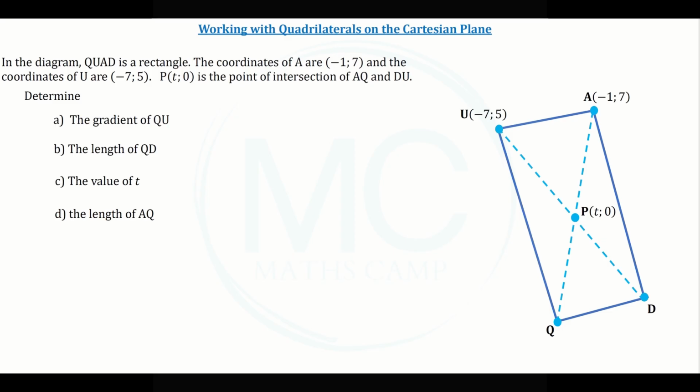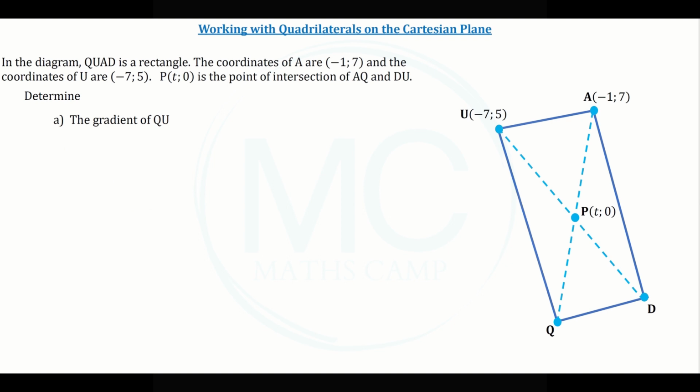In the diagram, QUAD is a rectangle. The coordinates of A are (-1, 7), and the coordinates of U are (-7, 5). P, with coordinates (t, 0), is the point of intersection of AQ and DU. Determine A, the gradient of QU, B, the length of QD, C, the value of t, and D, the length of AQ. Let's start with part A. Determine the gradient of QU.